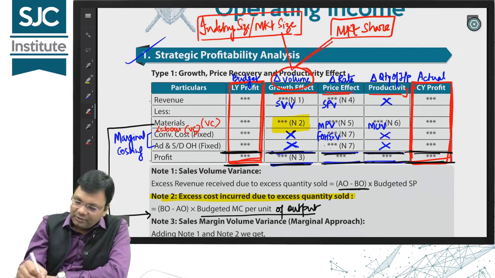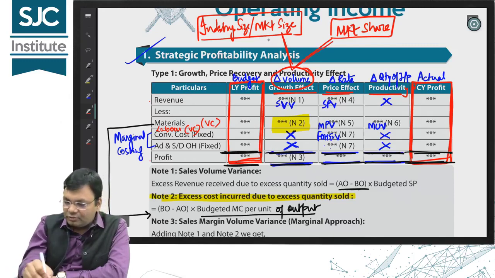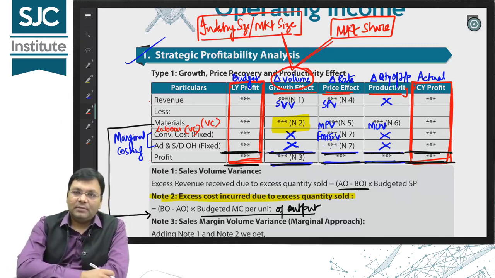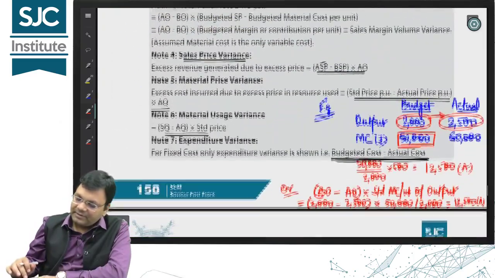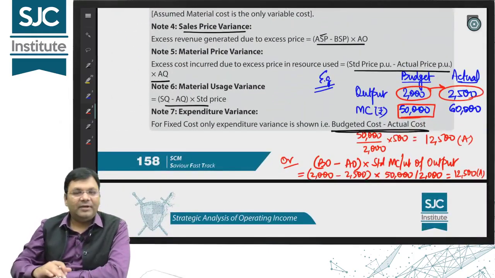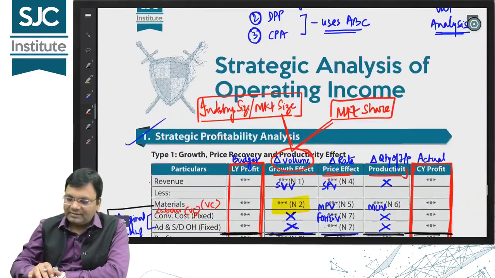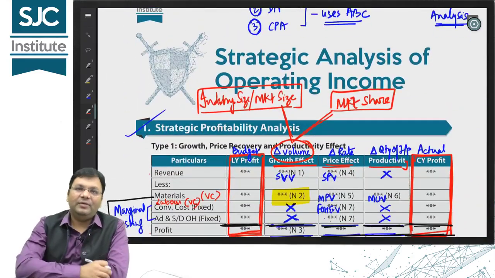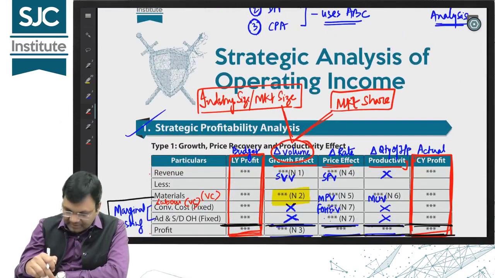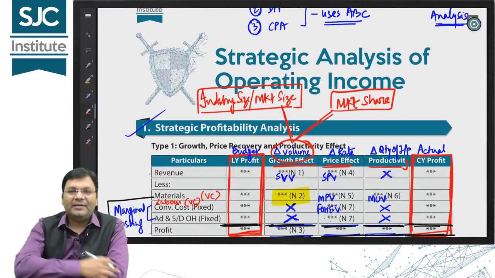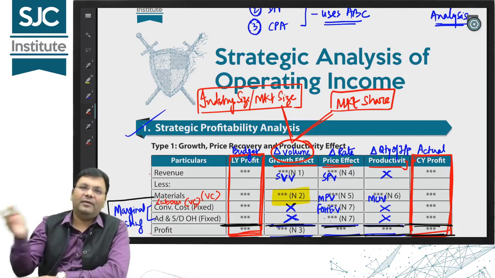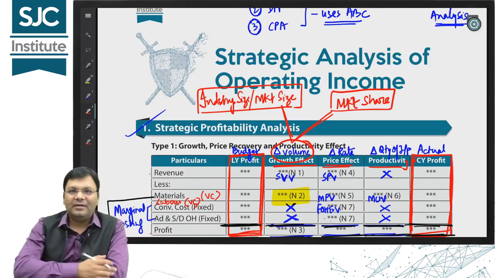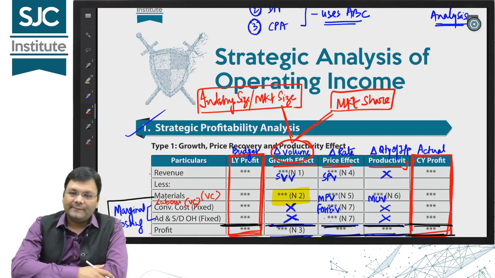The breakup of this volume into these two will be given in the question. Say in our example, volume has grown by 500 units. So the question will provide how much of these 500 units is coming from industry size and market share. So the breakup will be given, say maybe 400 and 100. 400 is from industry size and 100 is from market share.